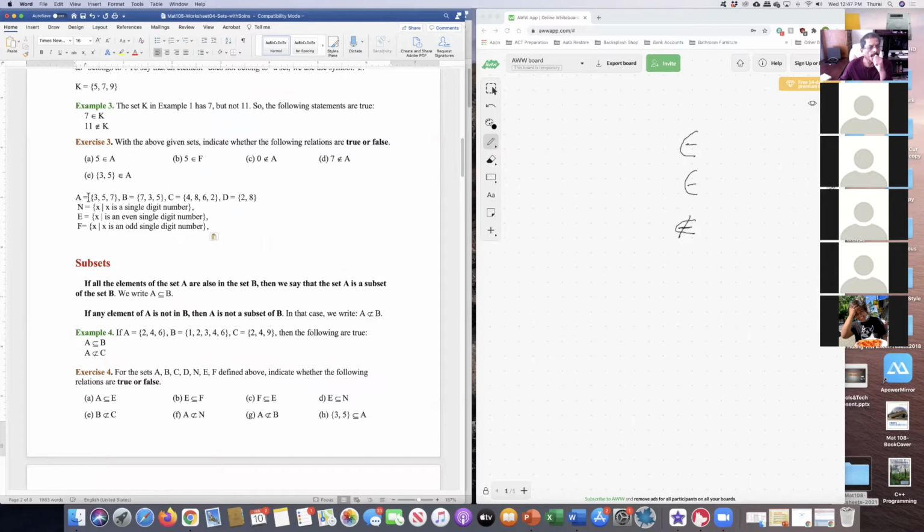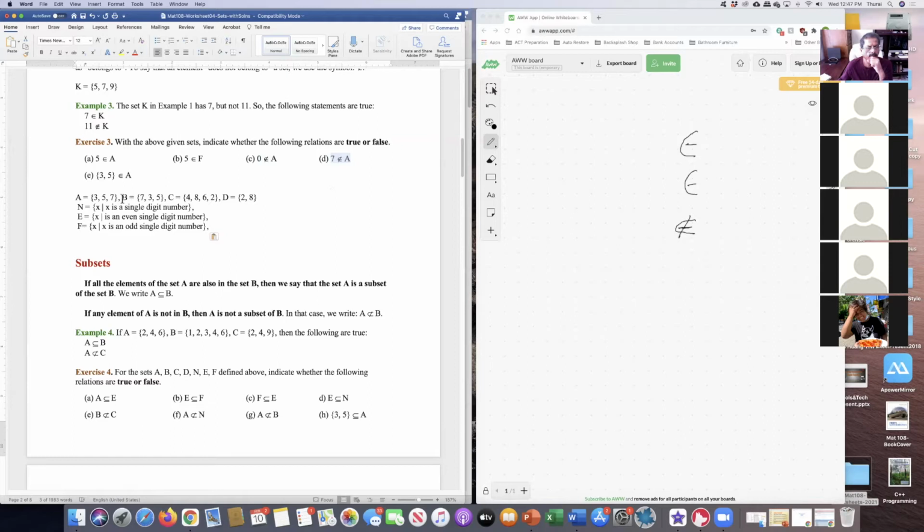So A is right here. So 5 belongs to A. Is that true? Yes. 5 belongs to A. A is odd single digit numbers. Yes. 0 does not belong to A. It's true. 7 does not belong to A.